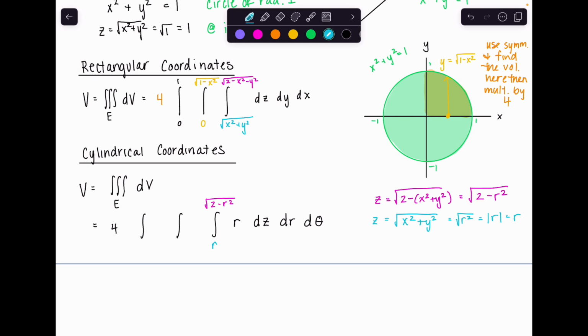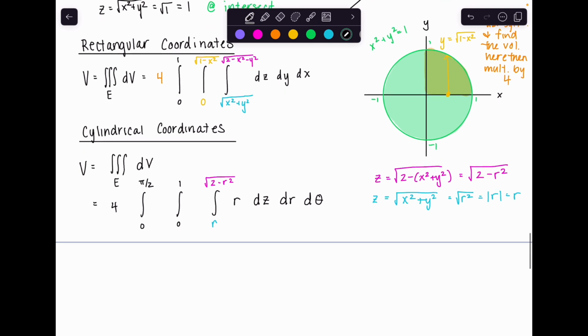Now all I need for the r and theta bounds is to look at my circle. I'm dealing with a circle of radius 1, so my r bounds are 0 to 1. And then I'm only focusing on quadrant 1 because I'm using symmetry to my advantage, so my angle is 0 to pi over 2. So this is very nice because I end up having these constant bounds, and that's fantastic.